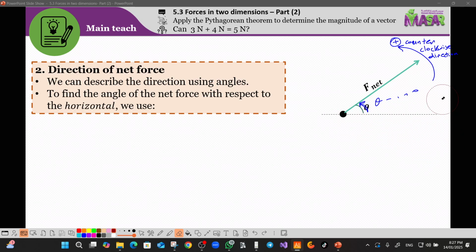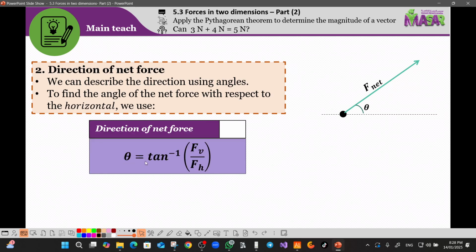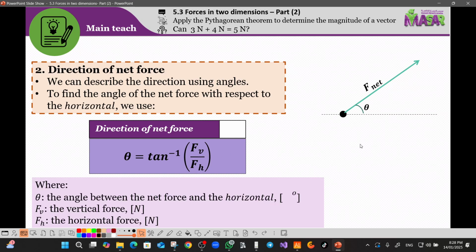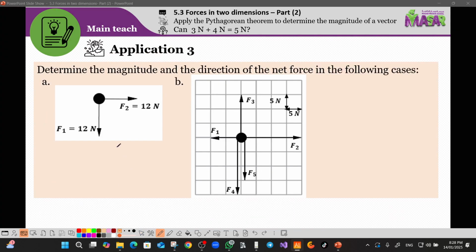Let me recall again that the direction from now on is defined by the angle, measured from the x-axis to the desired force. The formula that will give us the correct sign as well as the numerical value with respect to the x-axis is theta equals tangent minus 1 of Fv over Fh, where Fv is the vertical force and Fh is the horizontal force. Let me explain how we can do that using a couple of examples.